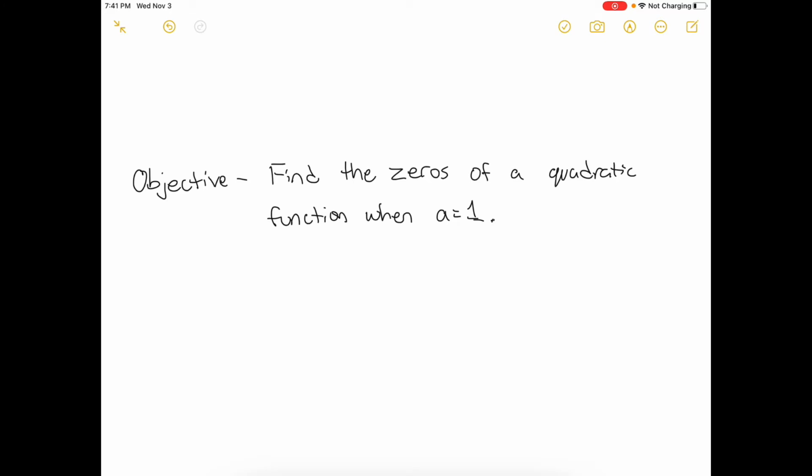And so, what are zeros? If you remember back in the first 9 weeks, the zeros are where your function crosses the x-axis. So here and here. These are the inputs that make your output equal 0. So on these 2 points, y equals 0.